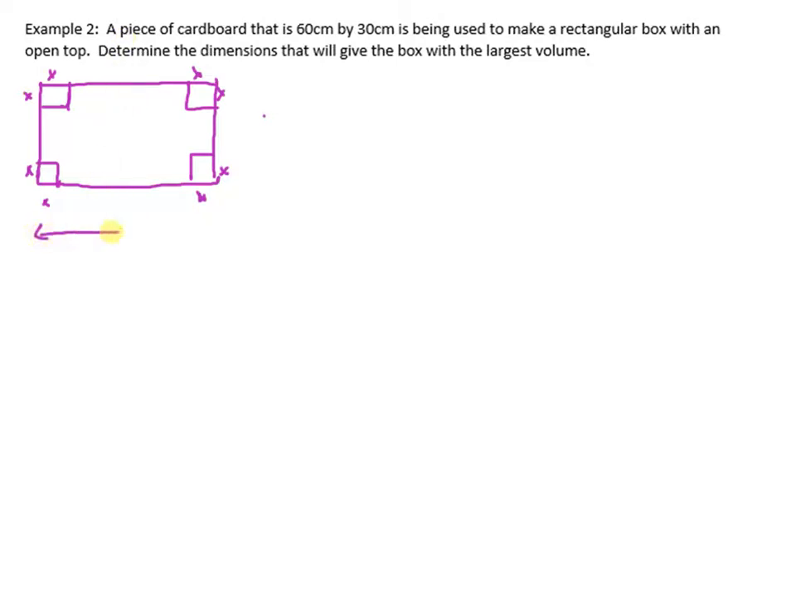So the actual length is going to be 60, and then the width is going to be 30. But if you think about it, this length in here is going to be 60 minus 2x, and this width in here is going to be 30 minus 2x. And then the height's going to be x. So we want to determine the largest volume. You see the word largest, you think maximum. You see volume, let's find an equation for volume of this.